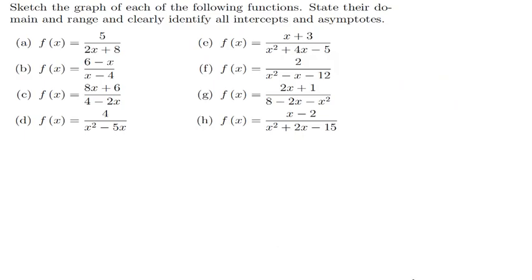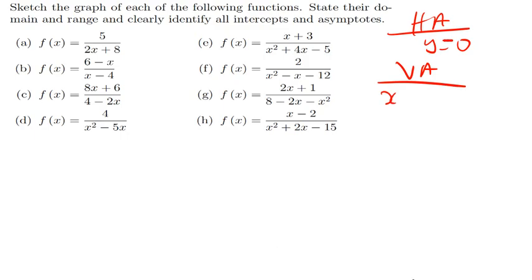Part E, we already found the horizontal asymptote. Since it's bottom heavy, y is equal to 0. The vertical asymptotes we already found. We said x was equal to negative 5 and x was equal to 1. If you remember, the ones we said not equal to. Do you remember?